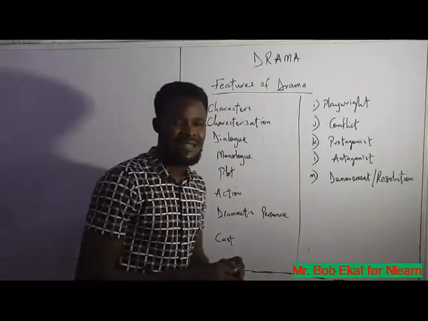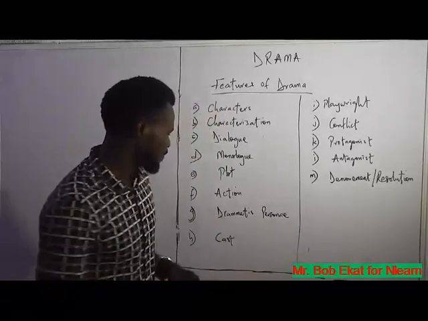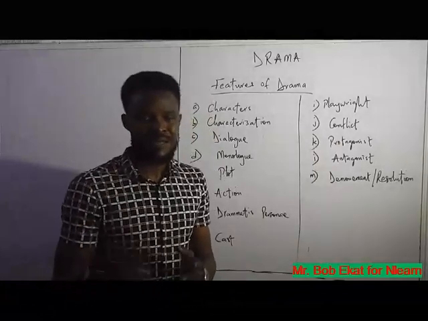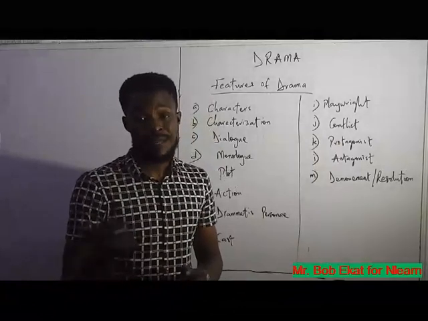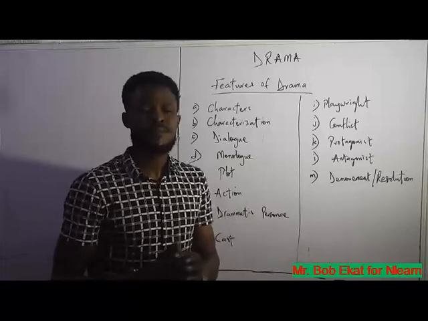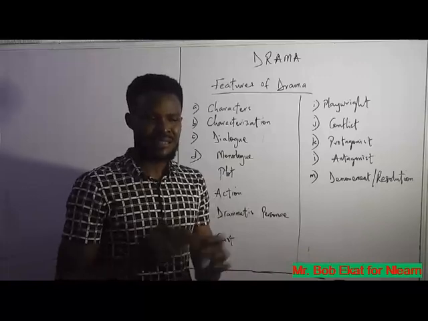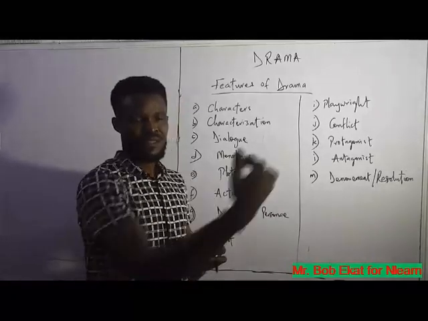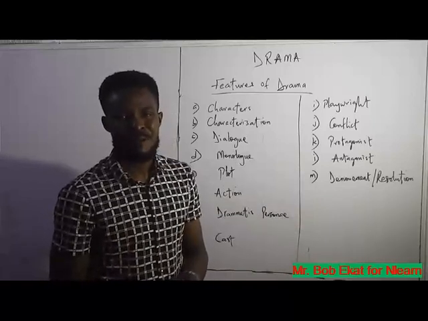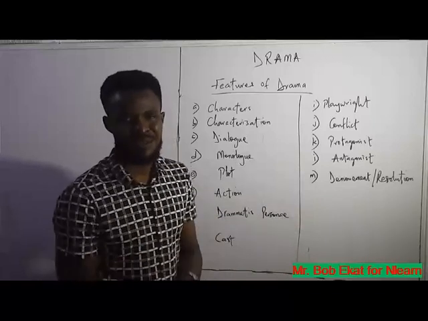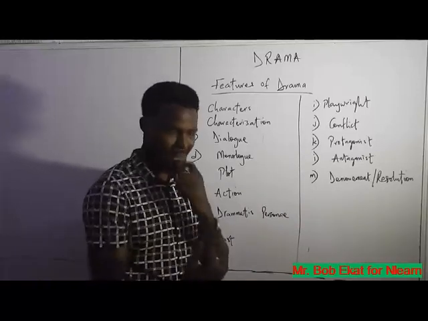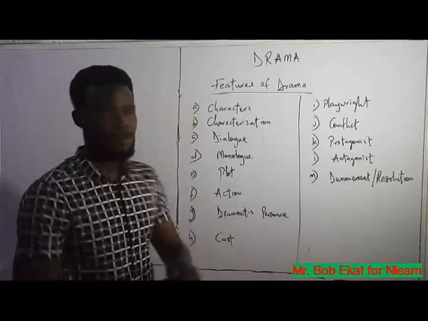Dramatis personae. Usually this is more like the list of characters in a play. When you pick a book of drama, which is called a play, you will see that in the beginning of the book, there's a list of all of the characters in the early part of a play. That list is what we refer to as dramatis personae.